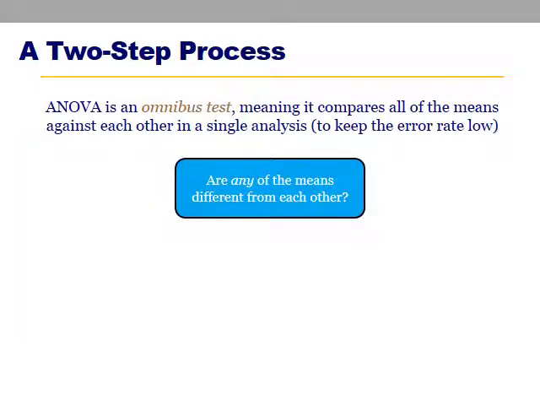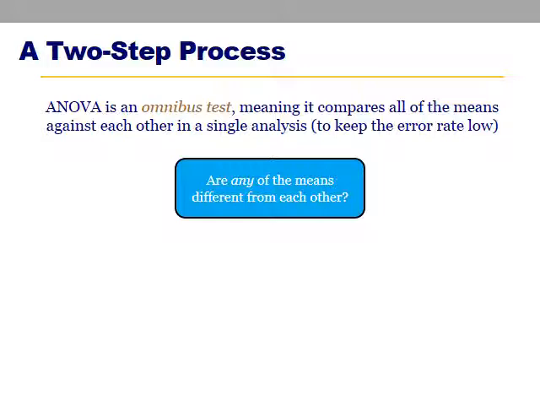As a reminder from last week, ANOVA is a two-step process because it's an omnibus test. By omnibus test, we mean that we're comparing 3 or more means against each other. But instead of comparing them 2 at a time, the ANOVA test compares all of them against each other at once, which serves to keep the error rate low. Our null hypothesis for an ANOVA is always going to say that these means, whether there's 3, 4, or 12 of them, are all equal to each other. In other words, none of the means is different from any of the other means.